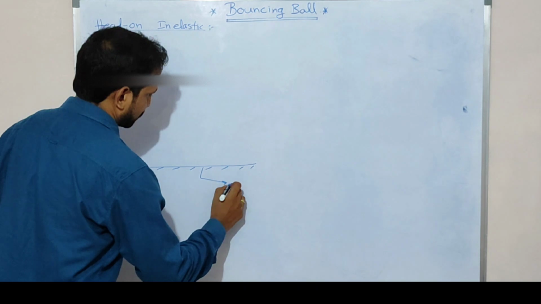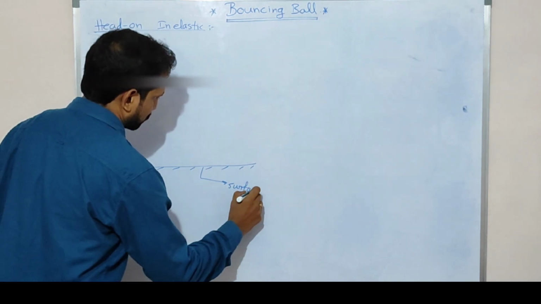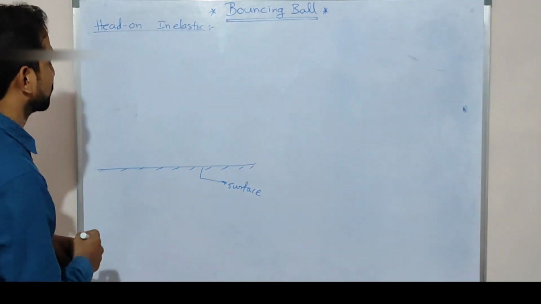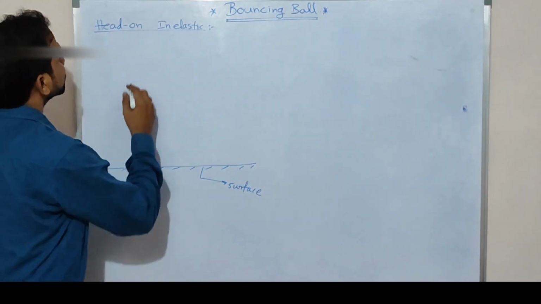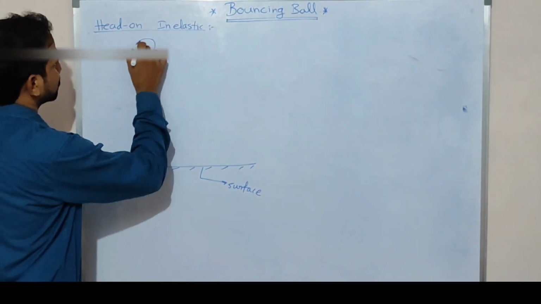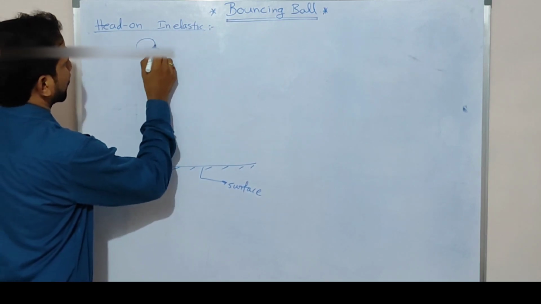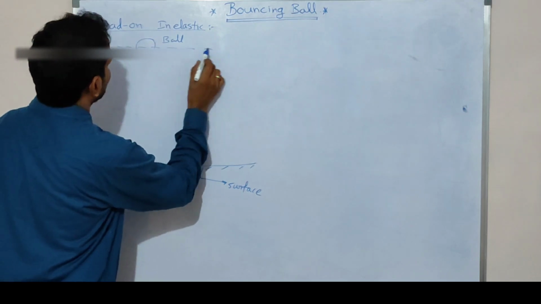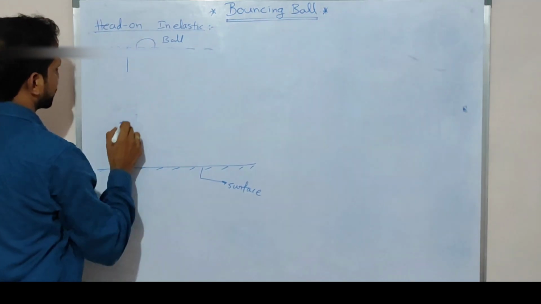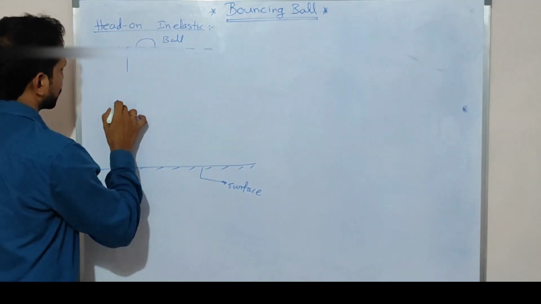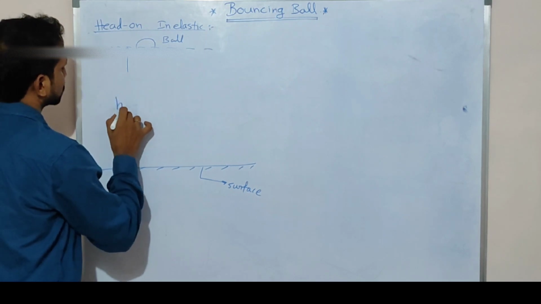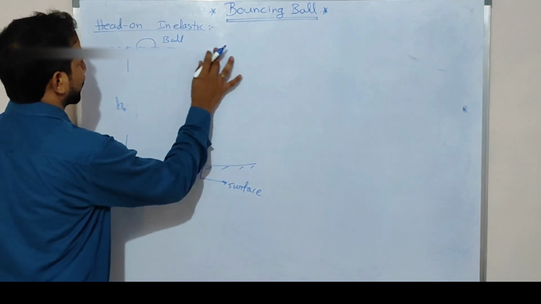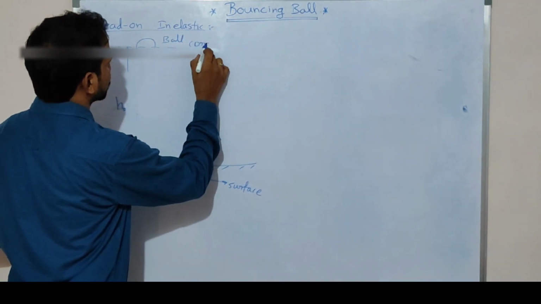This surface is a rigid surface, which cannot be moved from one point to another. From a certain height, a ball, which is also rigid, say h naught meters, will be just dropped.